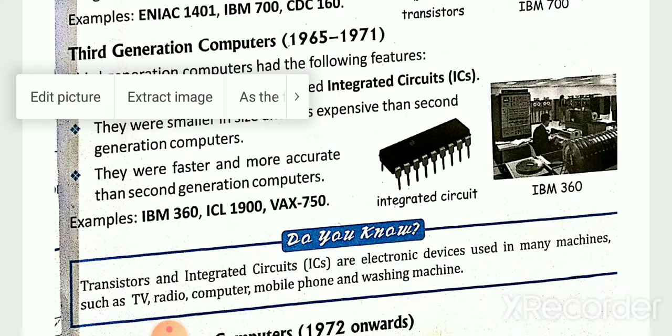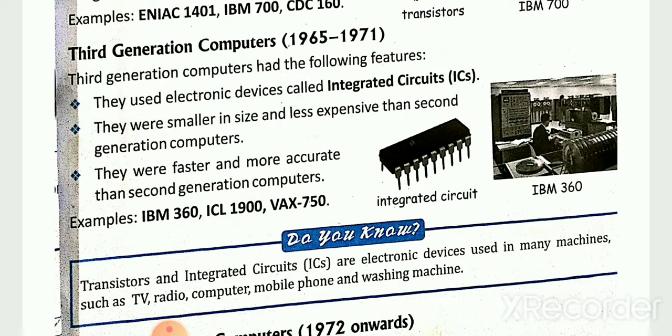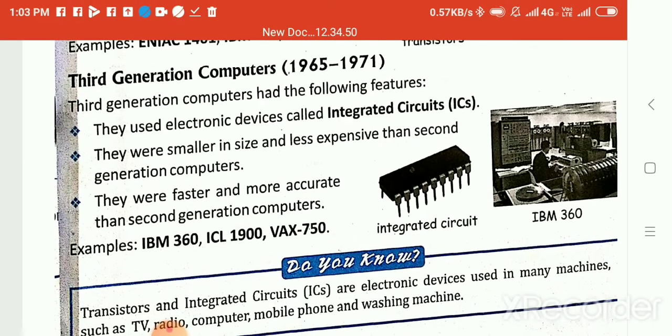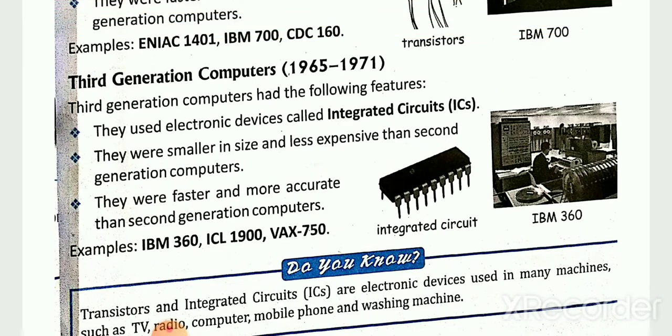Next, third generation computers. In 1965 to 1971, third generation computers had the following features. They use an electronic device called ICs. The full form of IC is integrated circuits. They were smaller in size and less expensive than second generation computers.